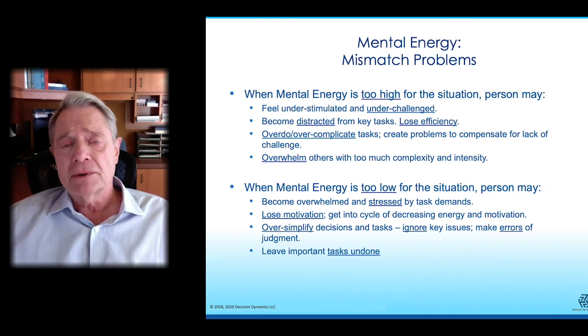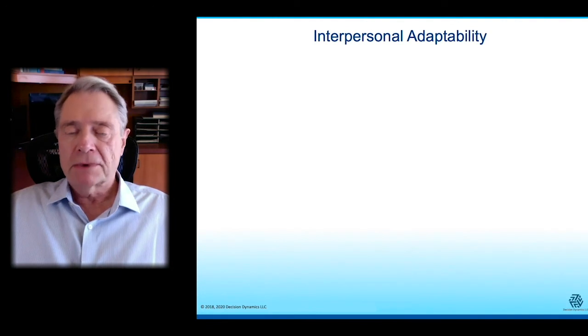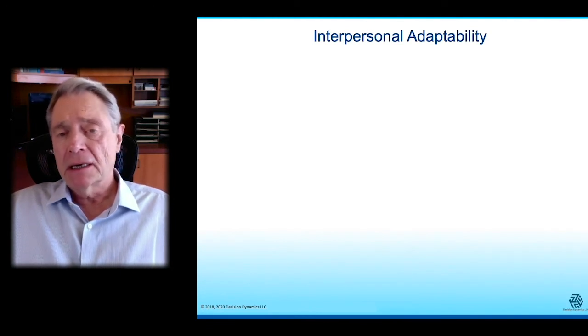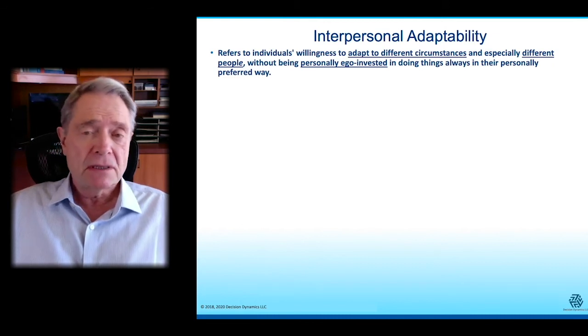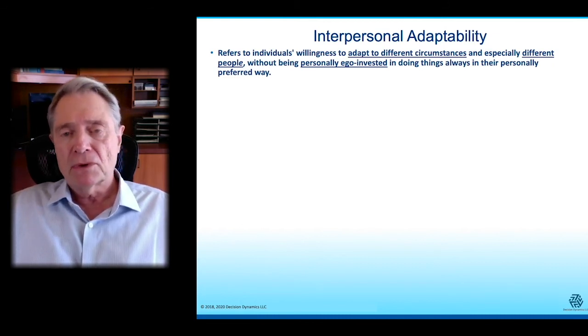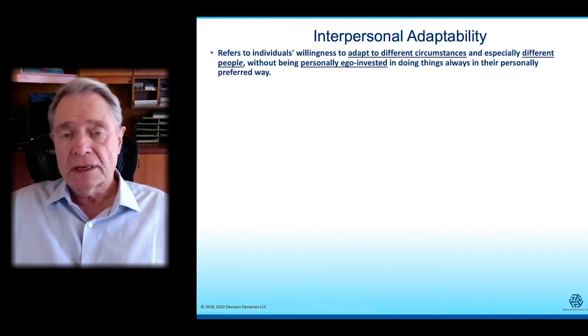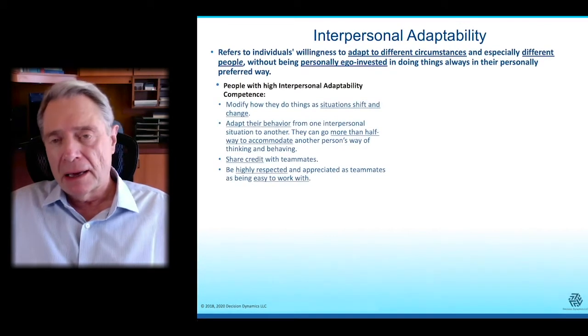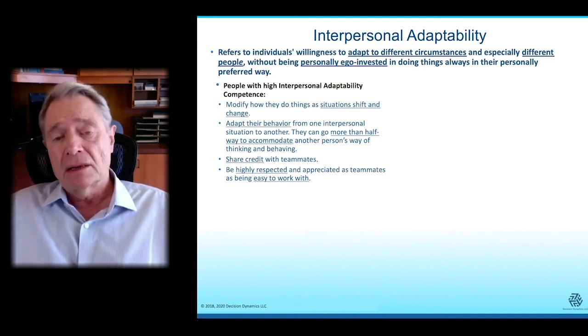or important opportunities unrecognized. And now I come to the fifth emotional competence, interpersonal adaptability. And here I'm talking about a person's capability to adapt his or her behavior to different kinds of circumstances, especially to different kinds of people who think and behave differently, as opposed to becoming ego invested in doing things just one particular way. So people who score high on our scale of interpersonal adaptability tend to easily modify how they do things as situations shift and change.